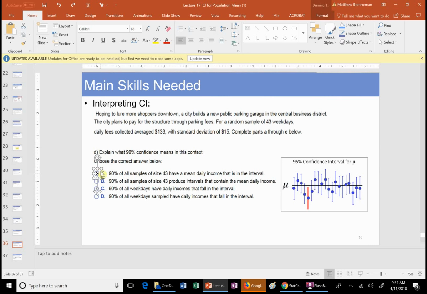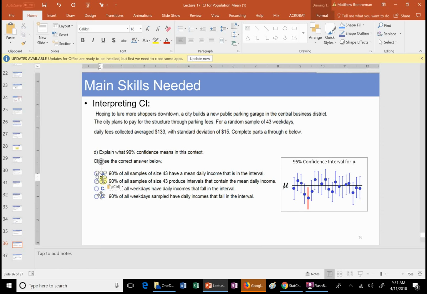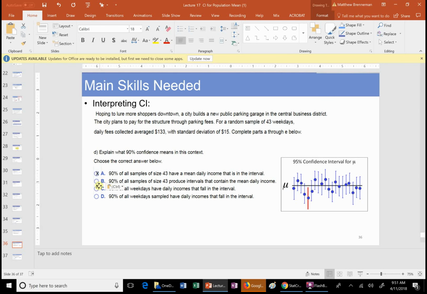And finally, D. 90% of all weekdays sampled have incomes that fall in that interval. And again, that's not true. It's the interval, right? Again, it's the averages that fall in that interval, and it's not the averages from the daily samples from the individual days. It's the average from all the days. So the answer must be B.